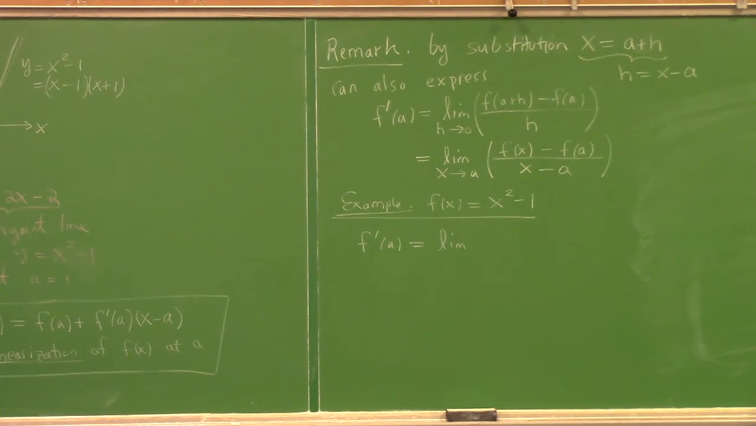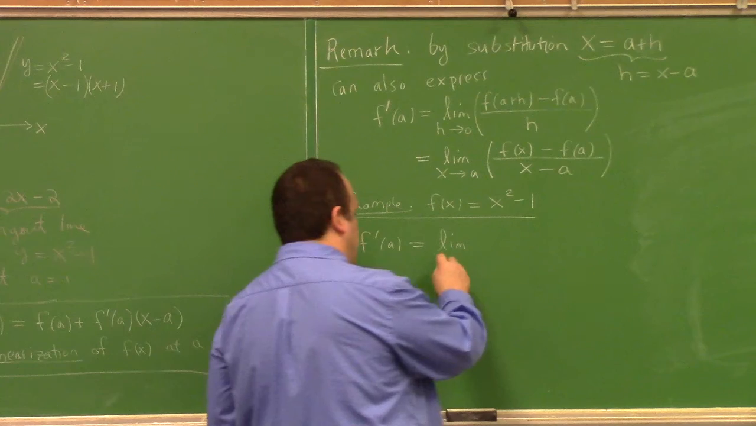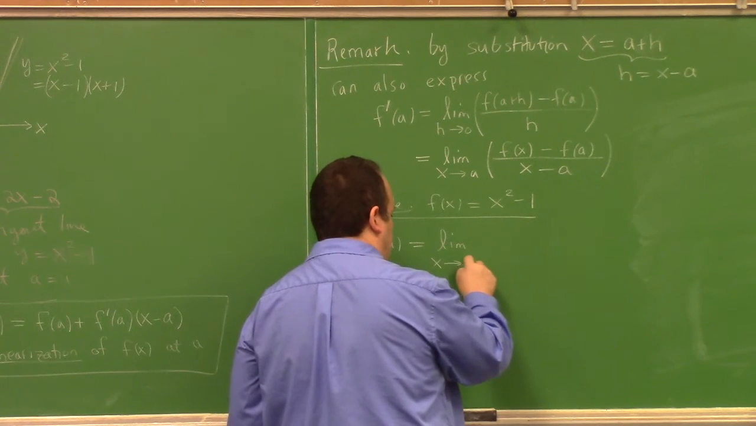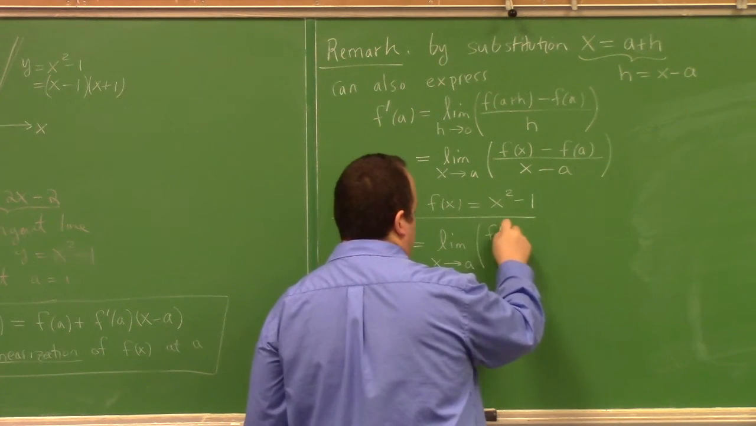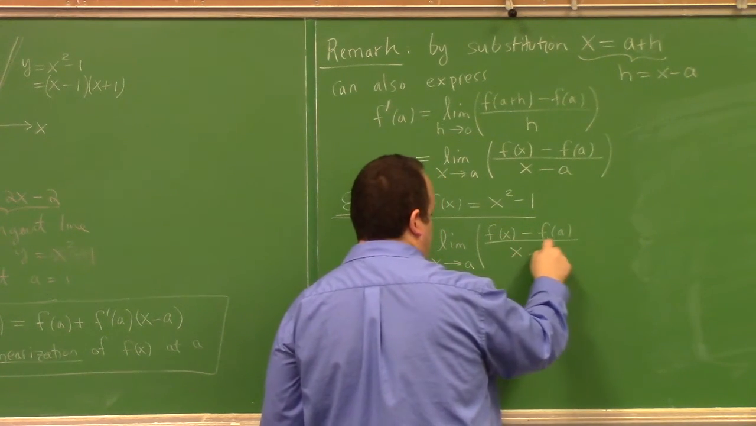So I'm going to be a little bit more abstract. Rather than doing the derivative at 1, I'm going to do the derivative at a, for an arbitrary a. So we do the limit as x goes to a of f of x minus f of a over x minus a, right?